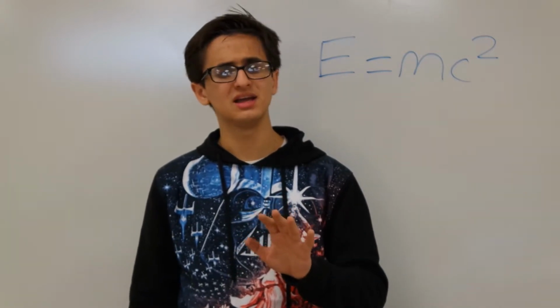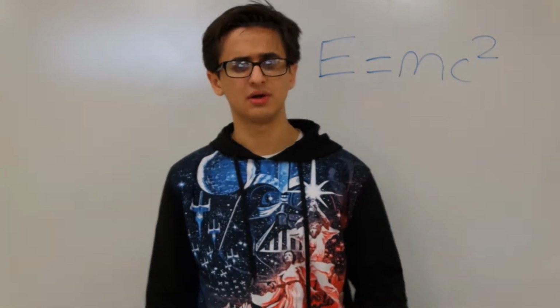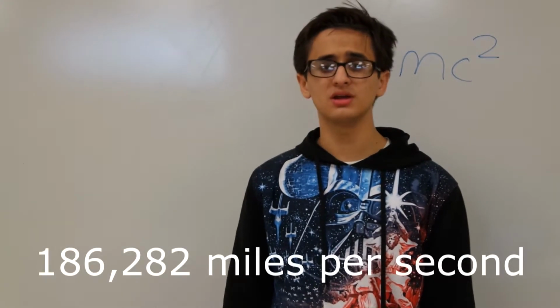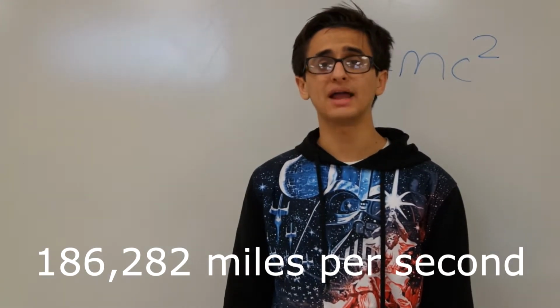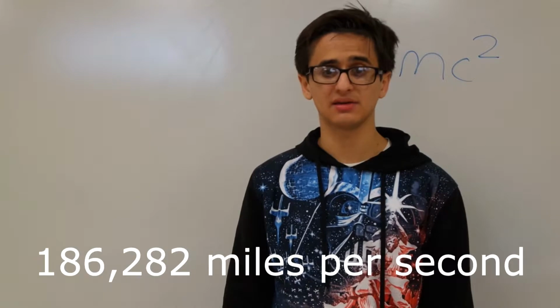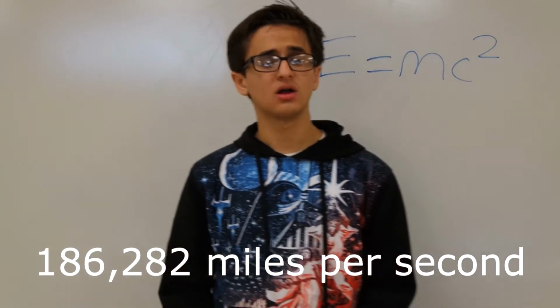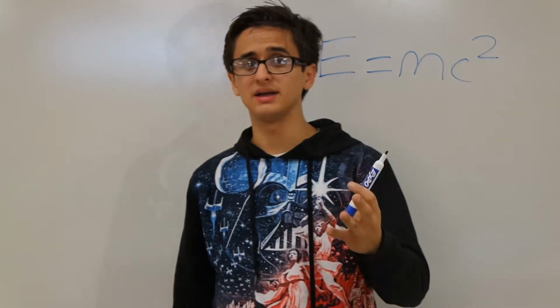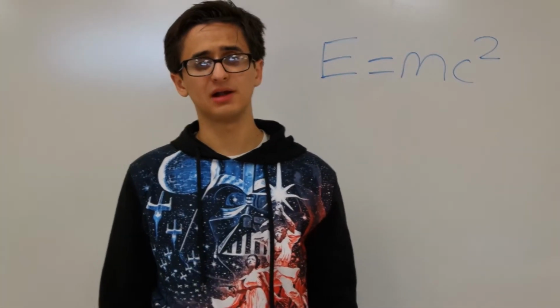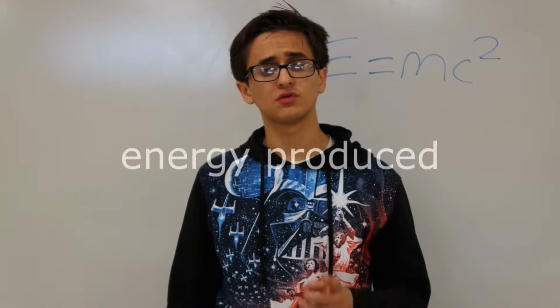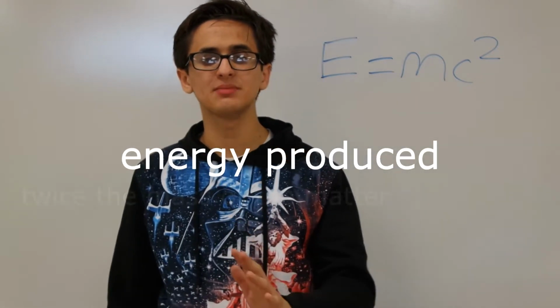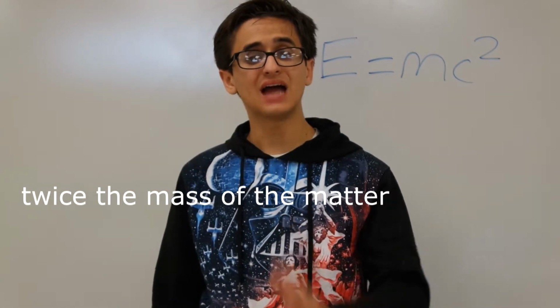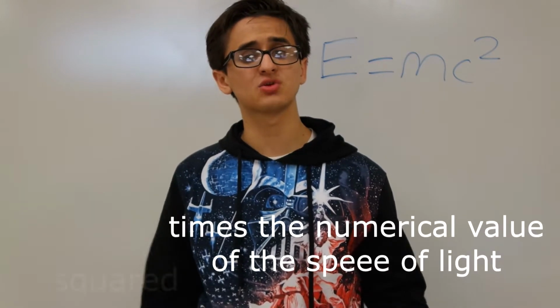The speed of light is already a sizable number on its own, 186,282 miles per second to be exact. But the equation calls for the speed of light squared, which is far more vast in size. To relate this back to antimatter, the amount of energy produced from an annihilation is twice the mass of the matter in the collision times the numerical value of the speed of light squared.